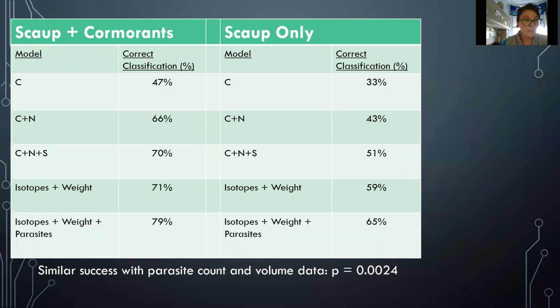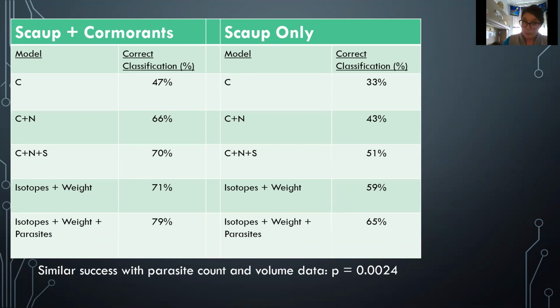And just for comparison purposes, this is to wrap up the results here. You can see two different types of models. One of them has both birds in it. And the model itself has either carbon isotopes, adding nitrogen isotope plus the sulfur isotope, host weight plus parasites. And we have the correct classification here. With the scaup only, we get up to 65%. However, it's a significant outperformance of the null. So these are pretty good predictive models when it comes down to it. It's way better than what we would predict just by chance.